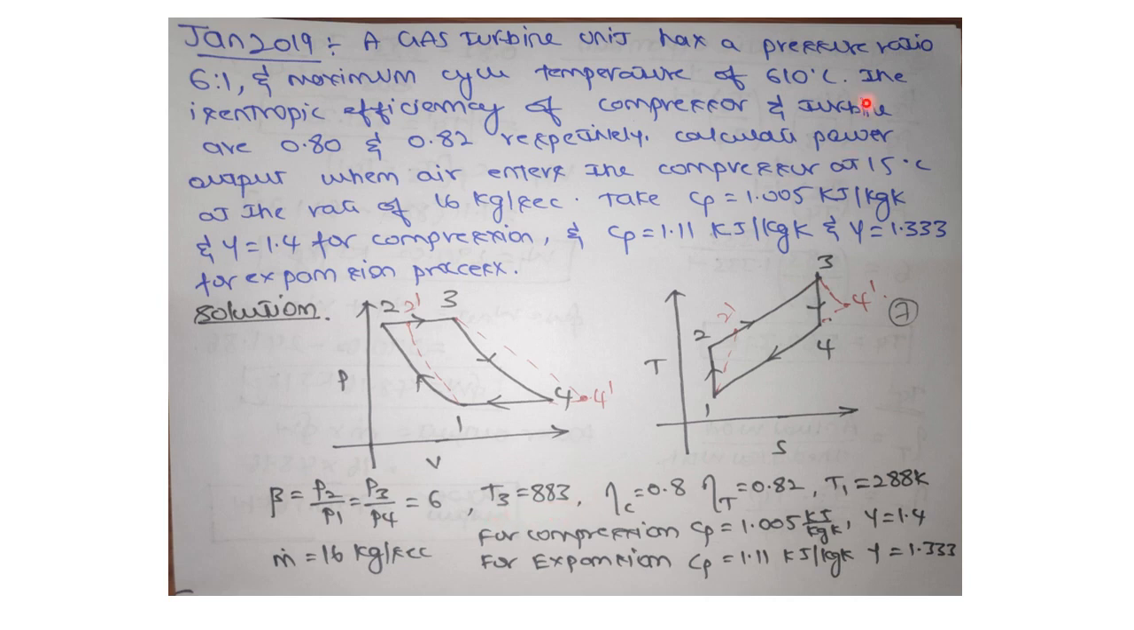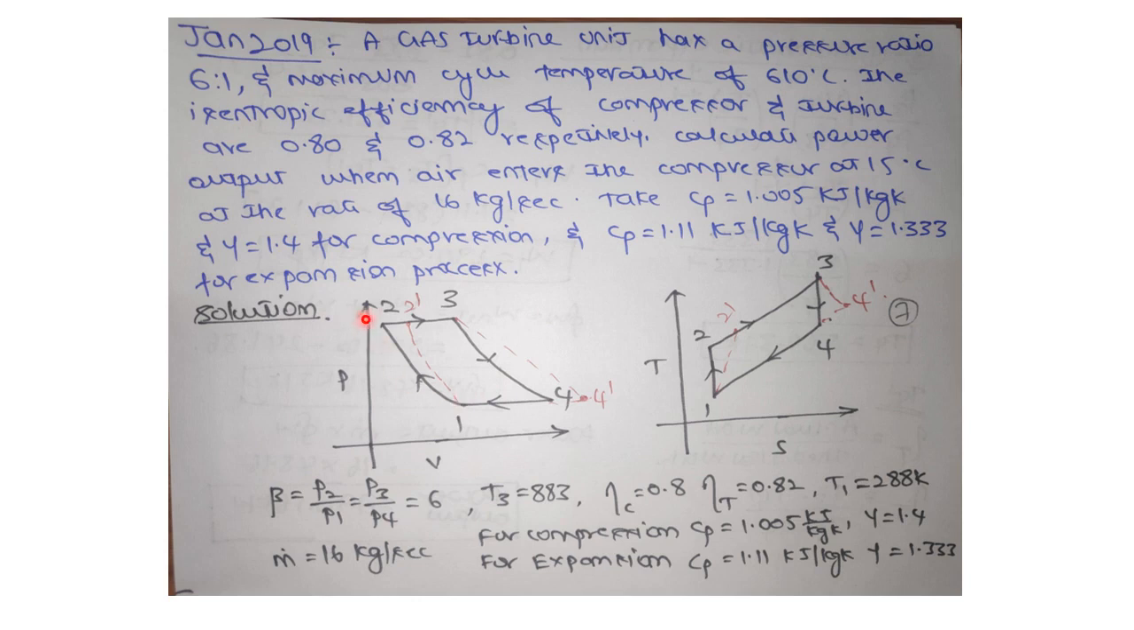883 Kelvin. The isentropic efficiency of the compressor and turbine are 0.8 and 0.82 respectively. So efficiency of compressor is given, efficiency of turbine is given. Calculate the power output. So we need to calculate here what is the power output from the turbine.